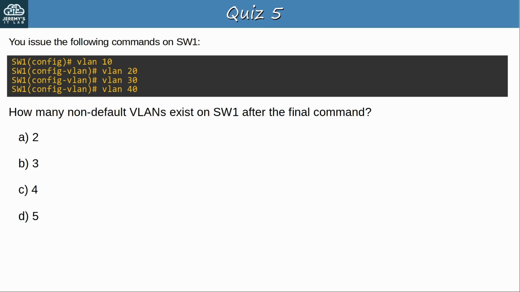You issue the following commands on switch 1. VLAN 10, VLAN 20, VLAN 30, and finally VLAN 40. How many non-default VLANs exist on switch 1 after the final command? Pause the video now to think about the answer.